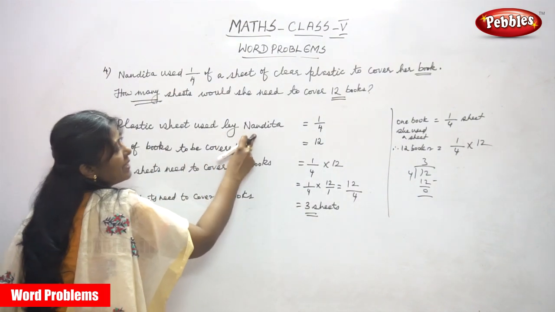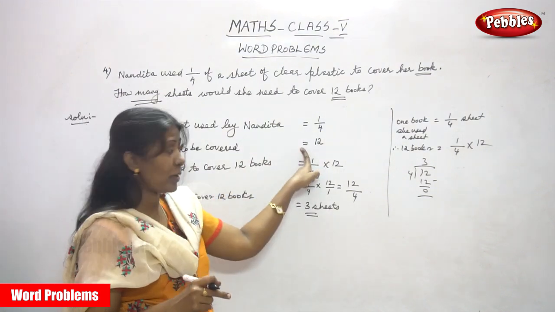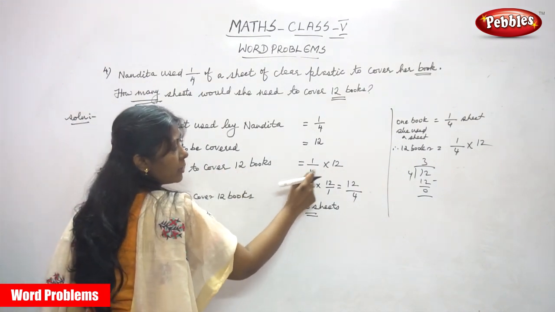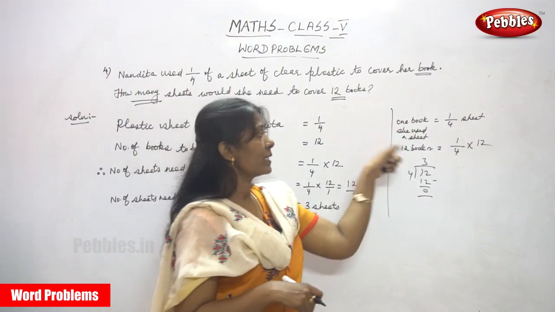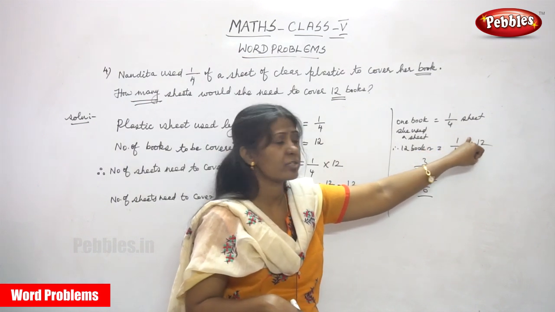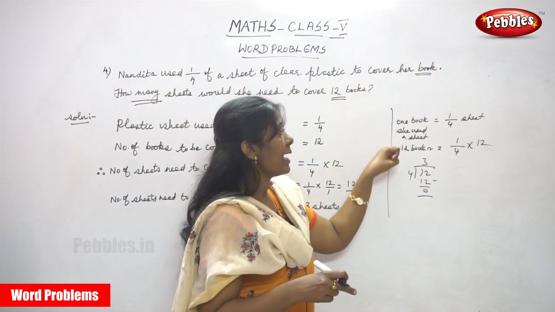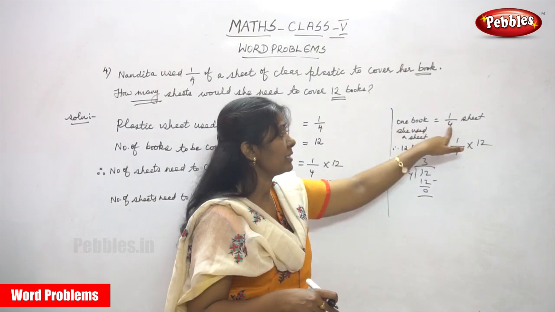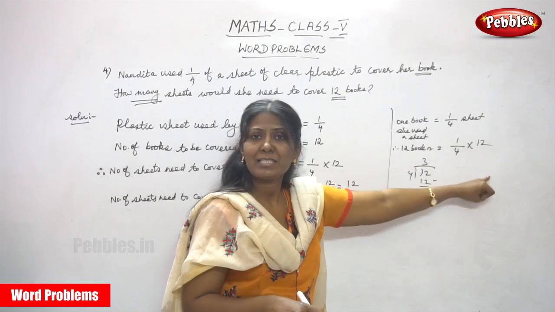Plastic sheet used by Nandita is 1/4 and number of books to be covered is 12, and number of sheets needed to cover 12 books is 1/4 into 12. Why is it a multiplication? They ask how many, it's a clue. At the same time, one book she used 1/4 sheet, that is a quarter sheet. She has to cover 12 books. So one is given and they asked many. For 1 book she needs 1 by 4 sheet. They asked 12 books, so 1 by 4 into 12, it is a multiplication.